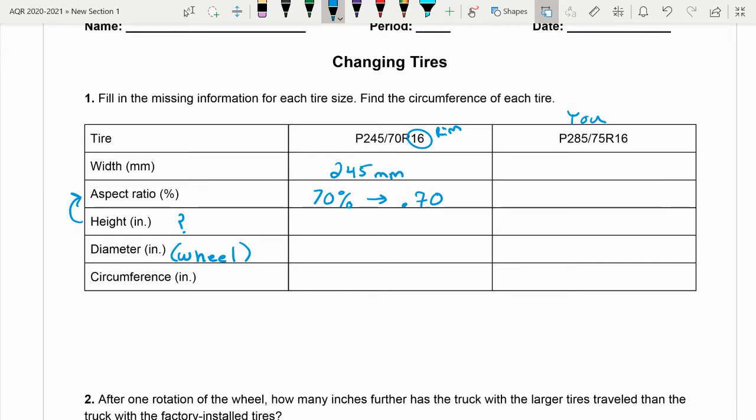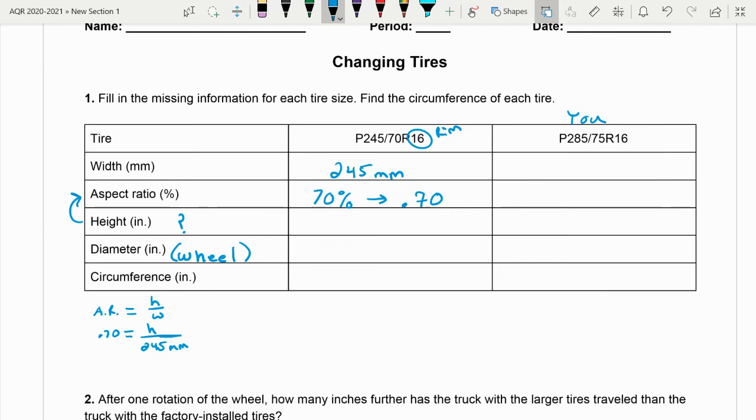So this is what's going on. I know my aspect ratio, I'm just going to put A.R. is equal to your height to width, right? So that's going to be H on top over W. Since we know what the aspect ratio is, I got 0.70 equals, I don't know the height, but I do know the width, and that width is 245 millimeters.